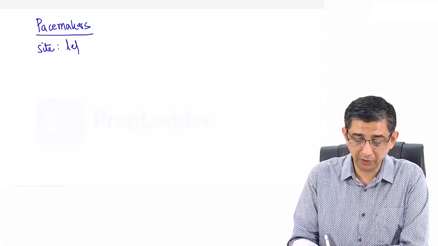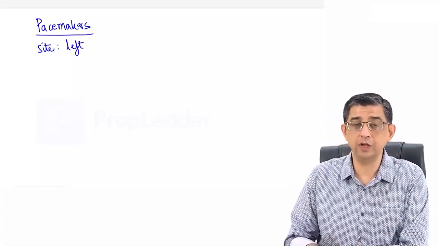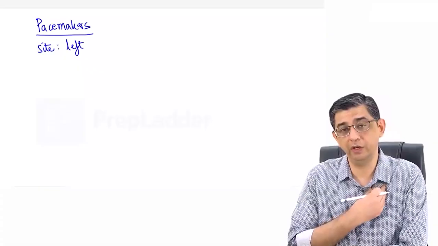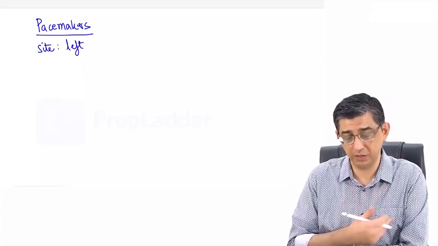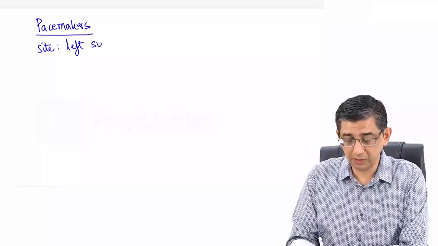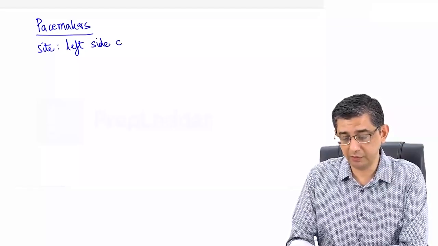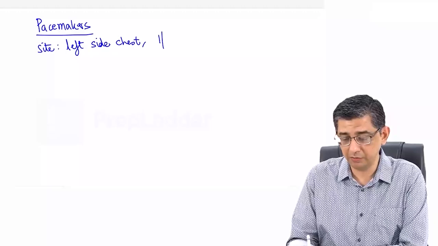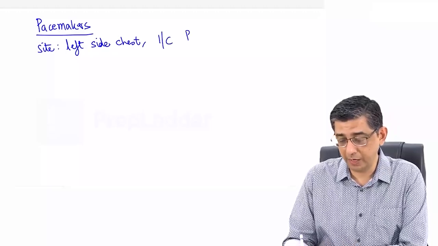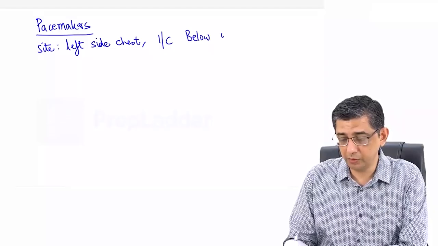So it would be the left side of the chest, obviously. And where would it be put? Left side of the chest, infraclavicularly, just below the skin of the chest. I repeat the fact once again: the site for pacemaker is left side of the chest. IC here means infraclavicularly, and the batteries and the hardware both will be deployed.